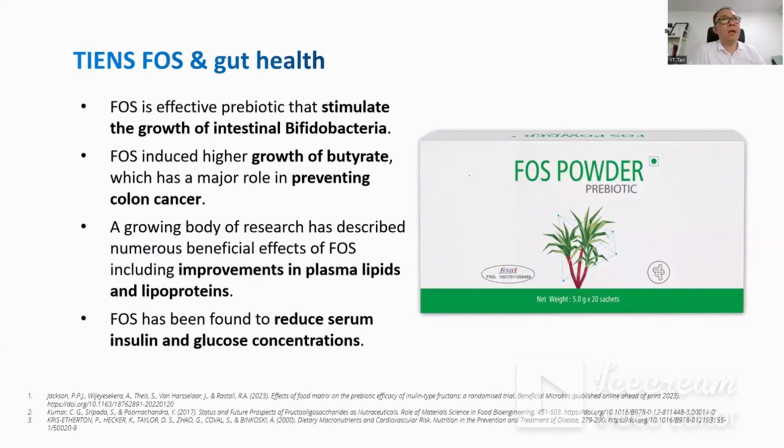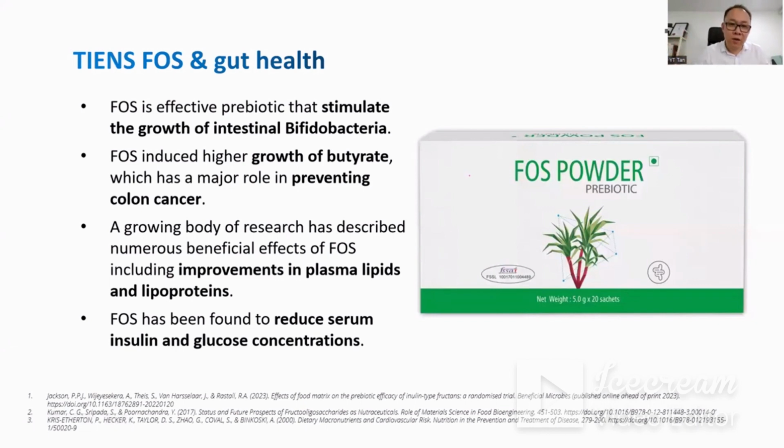If you have a liver disorder, beside milk thistle and omega-3, you should take melatonin as well. Because during melatonin metabolism, it brings out the antioxidant effect, and with this antioxidant effect, it will help us reverse the damage of the liver. And the same thing, it can prevent colon cancer. A growing body of research has described numerous beneficial effects of FOS, including improvement in plasma lipid and lipoprotein.